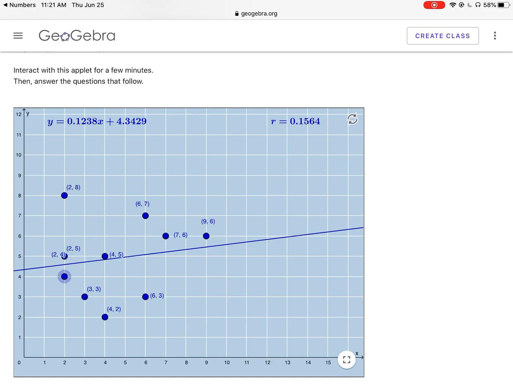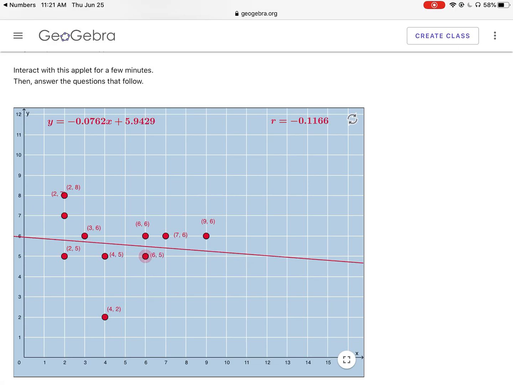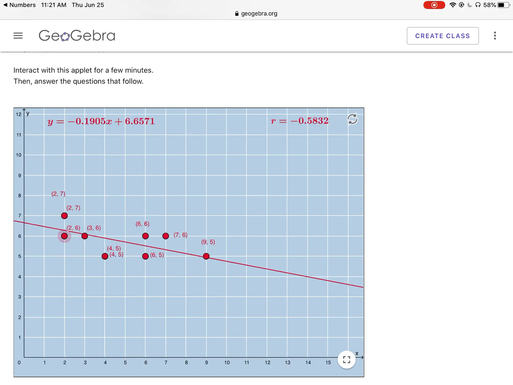Okay. Let's say I move the points to where I have a negative trend. You see, the closer I line these up to forming a line with a negative slope, the closer that R value is going to get to a -1. All right, so hopefully that's a good visualization of how the R value relates to the points of your data set.